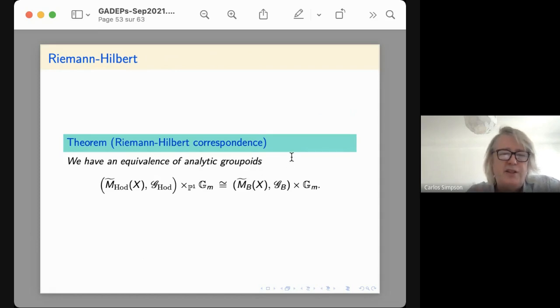And now the theory, we can just do the same theory, which is we have a Riemann-Hilbert correspondence, which is an equivalence of analytic groupoids. By this, it means the restriction over the open subset of P1 where lambda is different from 0. By this, it just means we take the Betti space and cross G_m.